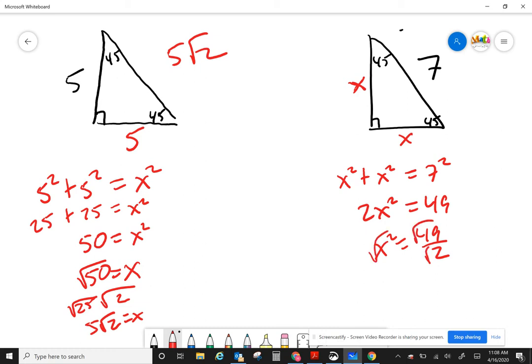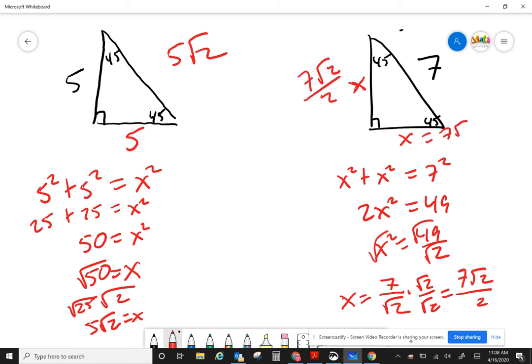Now let me do the square root of everything. So I have x is equal to 7 divided by radical 2. Right, the square root of 49 is 7, but the square root of 2 I can't simplify. However, we learned that when we rationalize a denominator, remember I used that word, rationalize a denominator means no radicals at the bottom. So what I'm going to do, I'm going to multiply top and bottom by radical 2. So I have 7 radical 2 over 2. So this side right here is 7 radical 2 over 2. And this side right here is 7 radical 2 over 2.